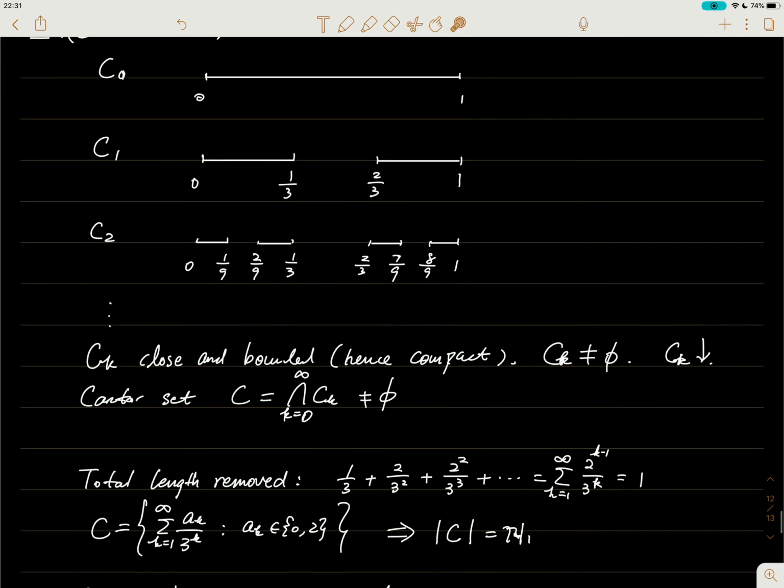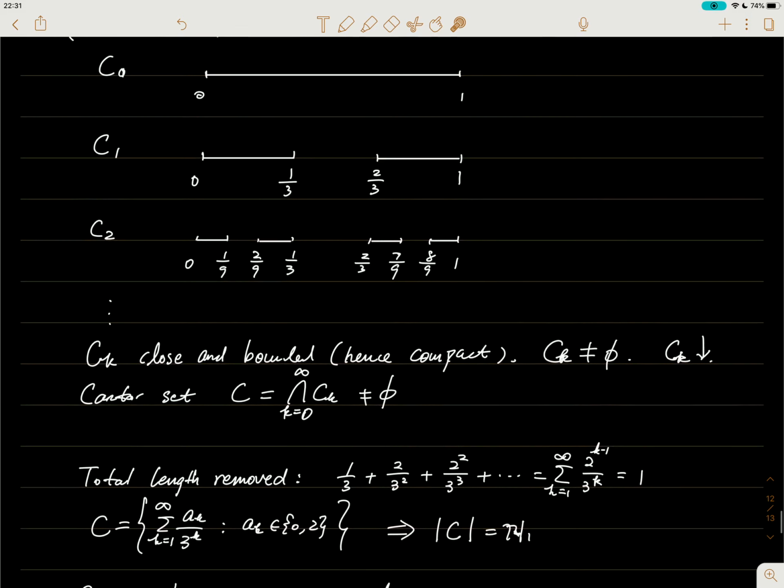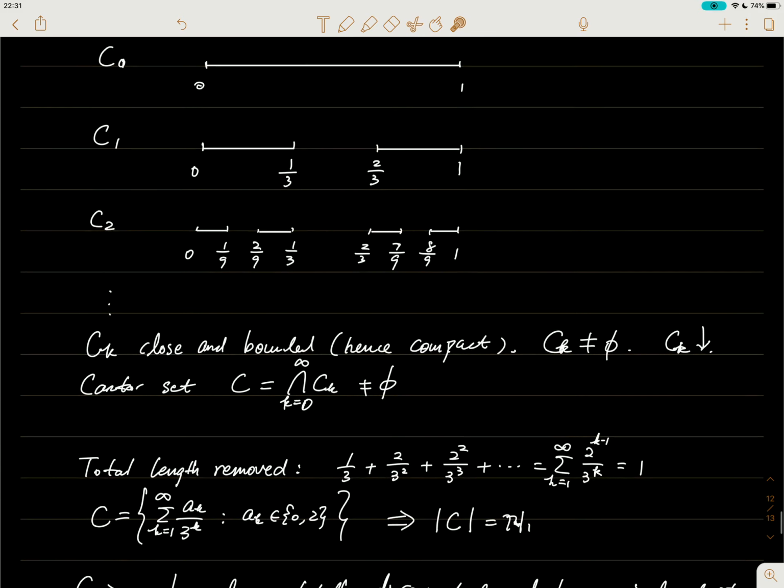Several interesting results we can show about this set. Let's see what's the length of this C, or what's the cardinality of this C. So the C has everything left after we do this procedure, right? So every time you can see we remove something. First time we remove this middle third. So that's the length we removed out of this. And the second time we removed this middle third.